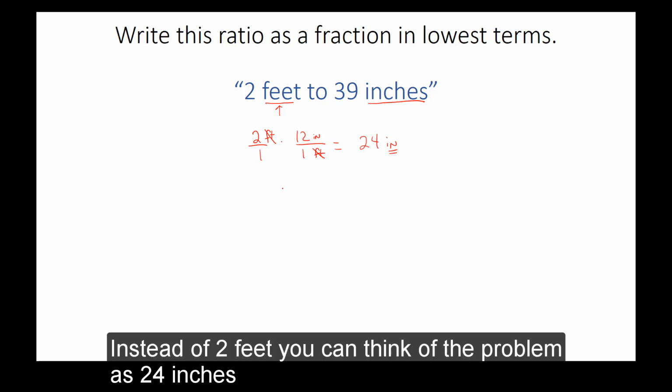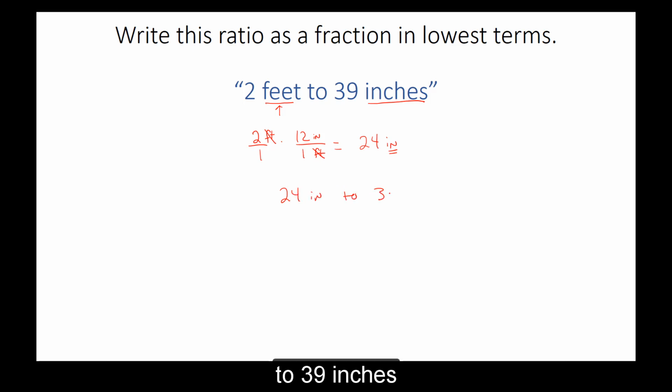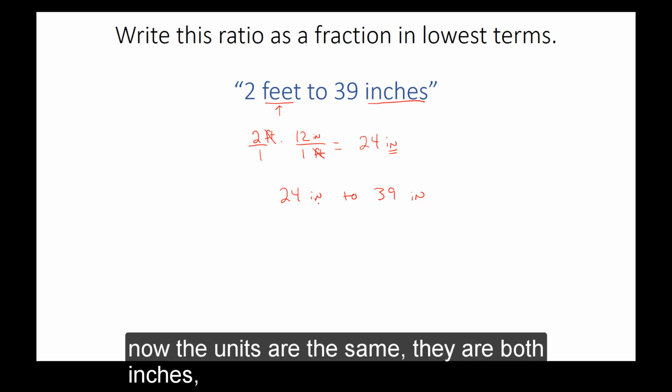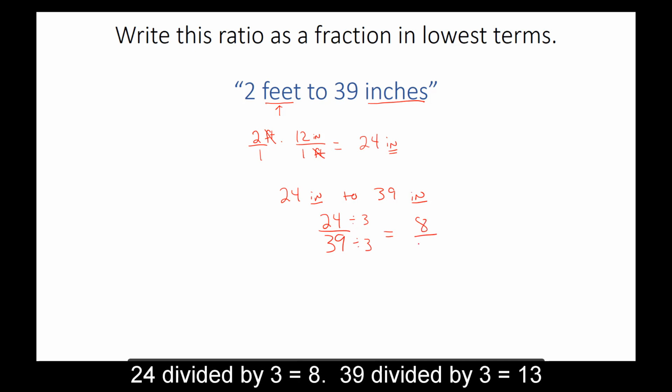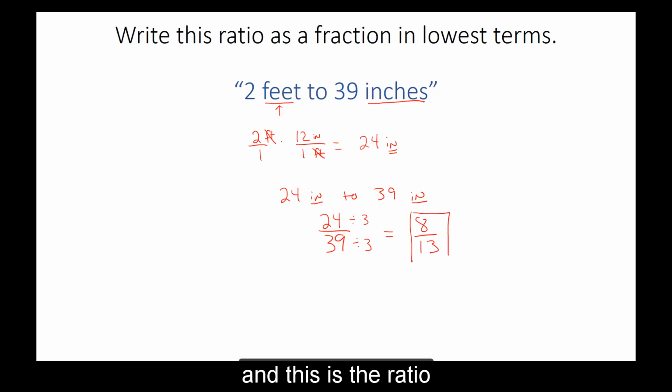So now, instead of 2 feet, you can think of the problem as 24 inches to 39 inches. Now the units are the same, they're both inches. So I'll go ahead and write it as a fraction. Both of these are divisible by 3. 24 divided by 3 is 8, 39 divided by 3 is 13, and this would be the ratio in the lowest form.